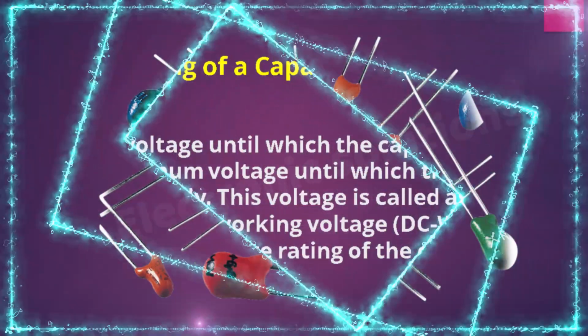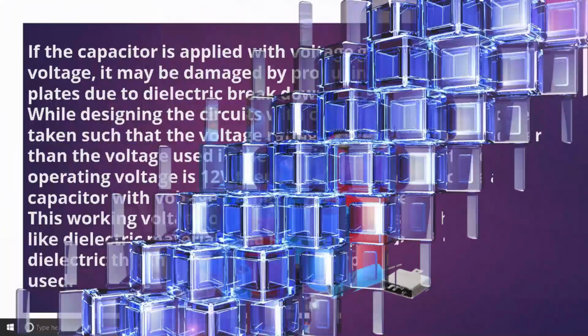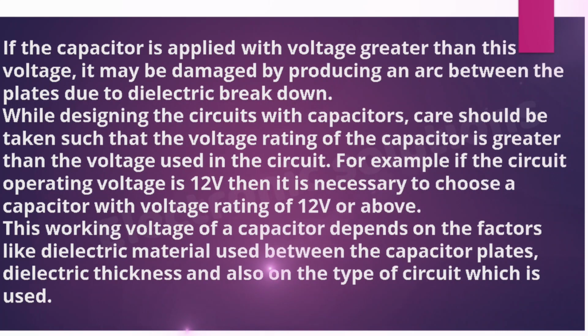Voltage rating of a capacitor. This is not the voltage until which the capacitor charges, but the maximum voltage until which the capacitor can operate safely. This voltage is called the working voltage, WV, or DC working voltage, DCWV. The figure below shows the voltage rating of the capacitor. If the capacitor is applied with a voltage greater than this, it may be damaged by producing an arc between the plates due to dielectric breakdown.